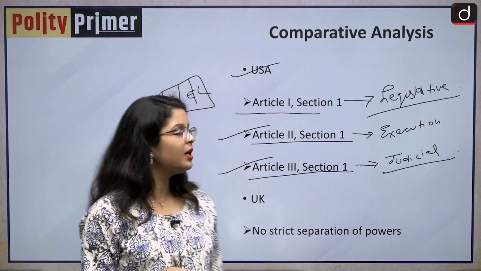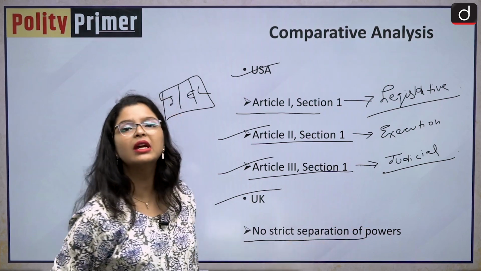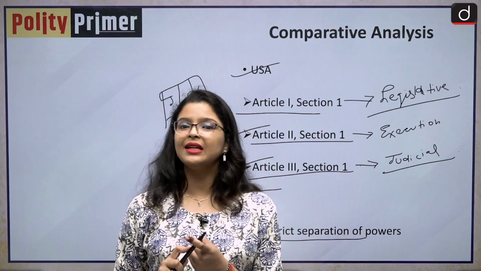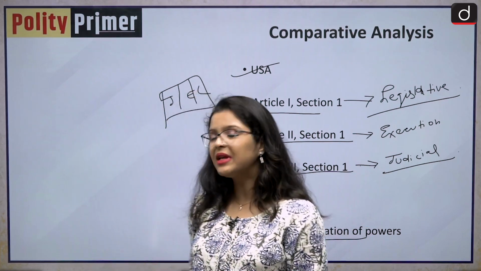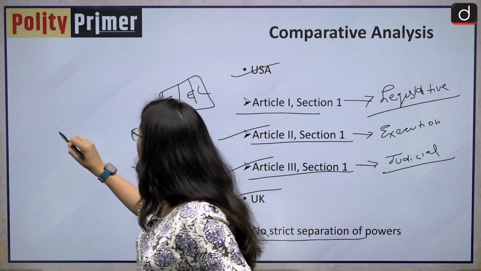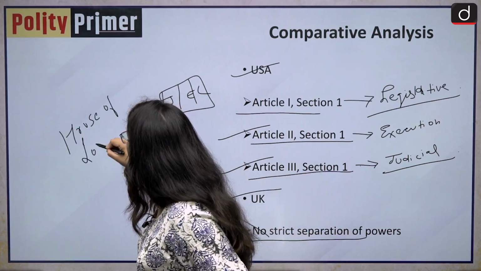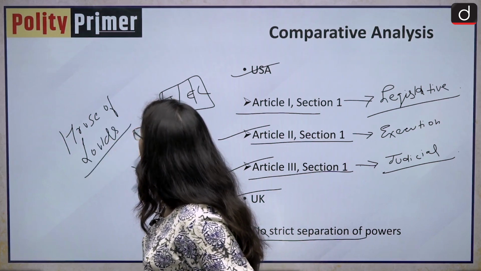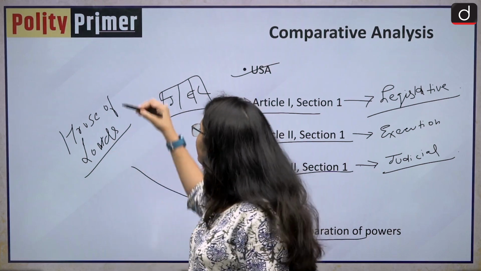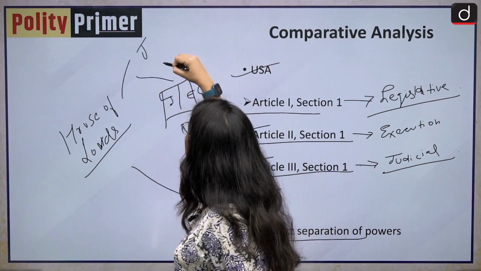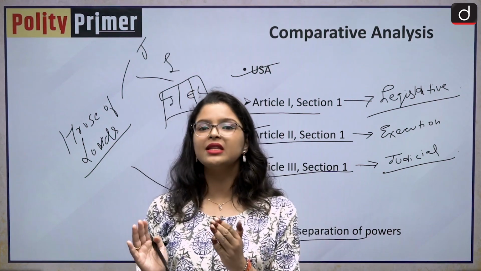Now let us talk about the United Kingdom. In the United Kingdom, there is no strict separation of powers. The monarchy is the nominal head in the UK, the Parliament being the real head. What happens in the UK is there is a House of Lords. This is one body in the UK, known as the House of Lords, and it performs both judicial and legislative functions. So the concentration of power is in this body.